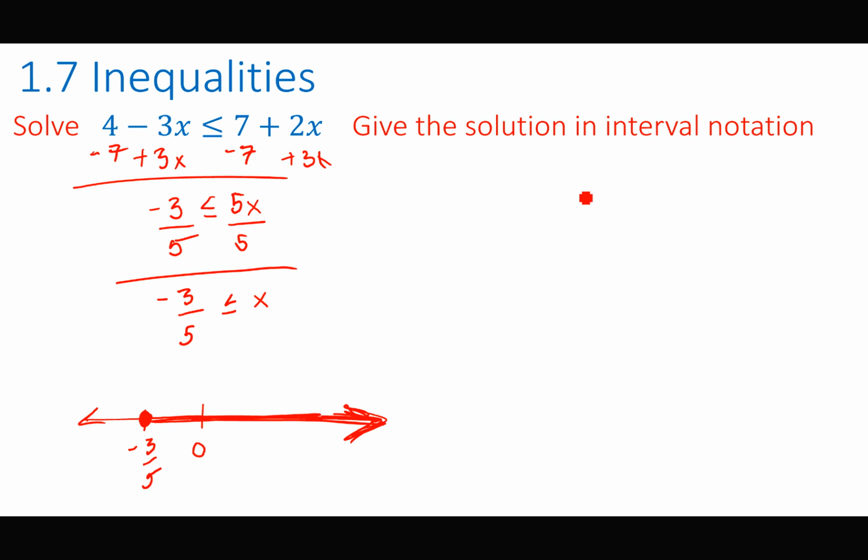Interval notation, I'm going to be going from negative 3/5 all the way up to infinity. I'm never going to include infinity, so that's always a parenthesis around infinity. But I am going to include that negative 3/5 because that can be a solution, so I put a bracket around that one.